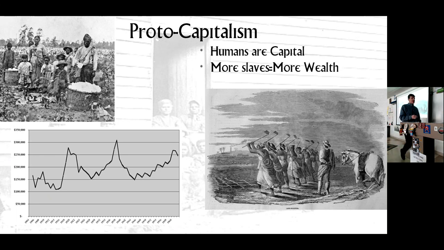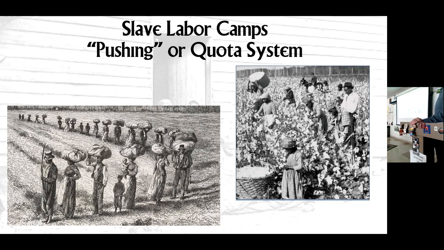And how did this function? The last thing for today, I know I'm not going to quite get to it, but how they did it, these massive slave labor camps, AKA plantations, how did they do it? It's called the pushing system, or the quota. So let's say they got a slave from Virginia, they would drag him down there through this forced march. They let him recover, feed him pretty well. He'd go out in the field and they'd teach him how to pick cotton. And then they would say, okay, pick cotton.